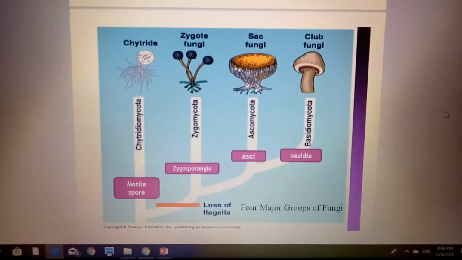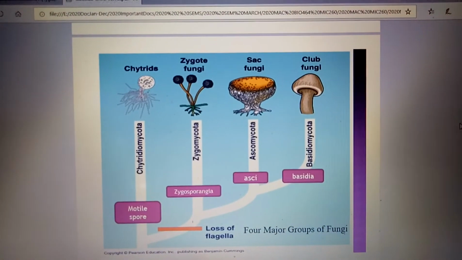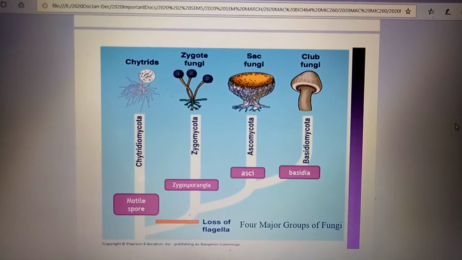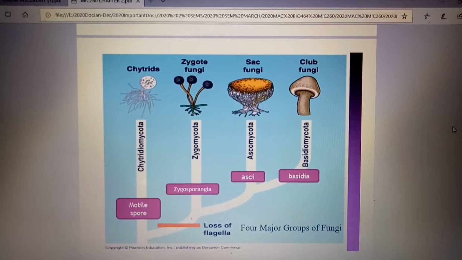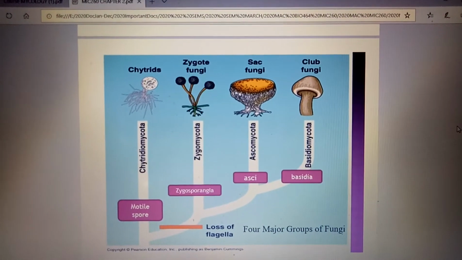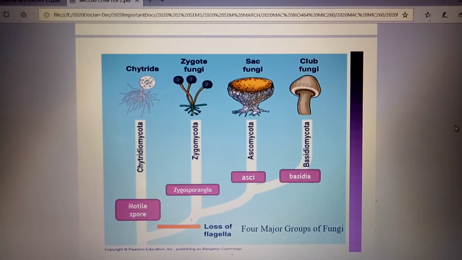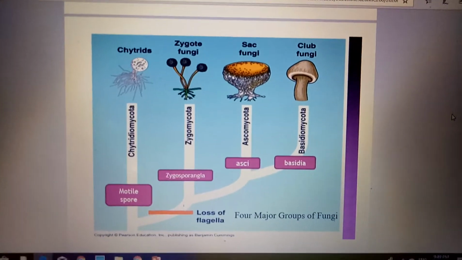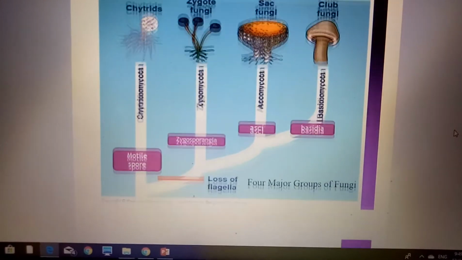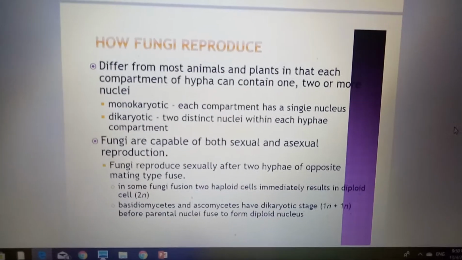Okay, as you can see here, these are the four major groups of fungi, namely chytrids, zygote fungi, sac fungi, and club fungi. So we want to focus more on these groups of fungi in this chapter. Okay, how do fungi reproduce?